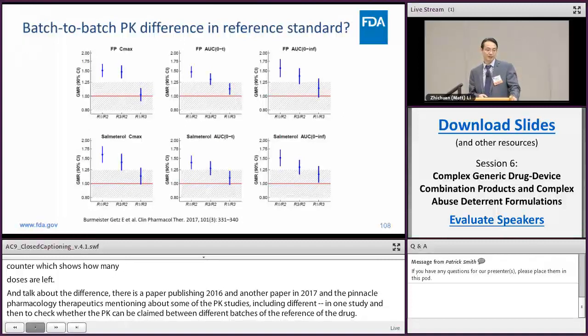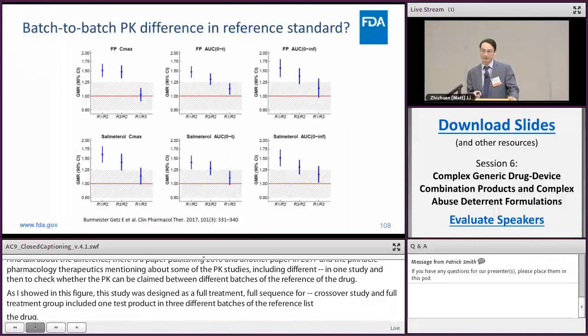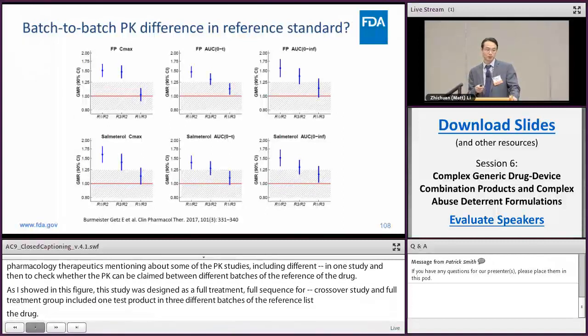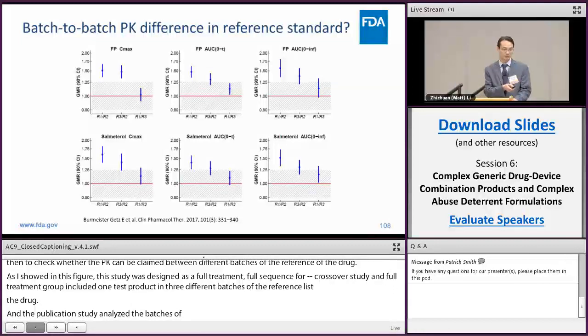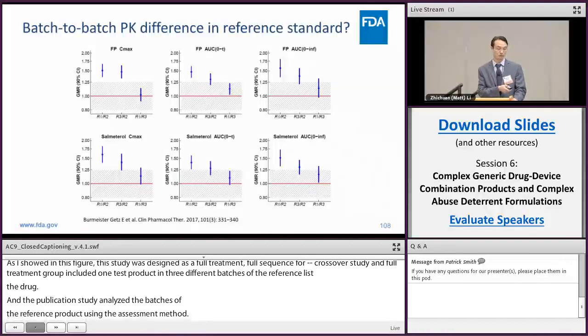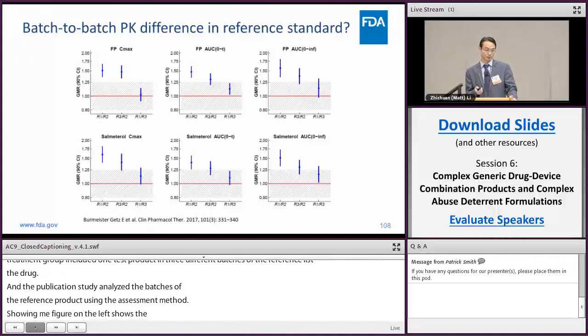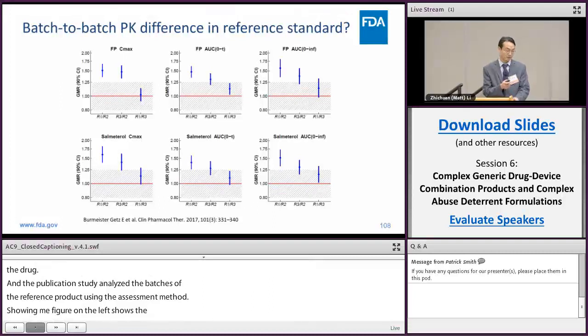And based on the publication, the study analyzed the batches of the reference product using the current BE assessment method. And as shown in the figure on the left, it shows the Cmax of 2 APIs. And then in the middle shows the AUC from 0 to time t. And then on the right is the AUC to infinity.